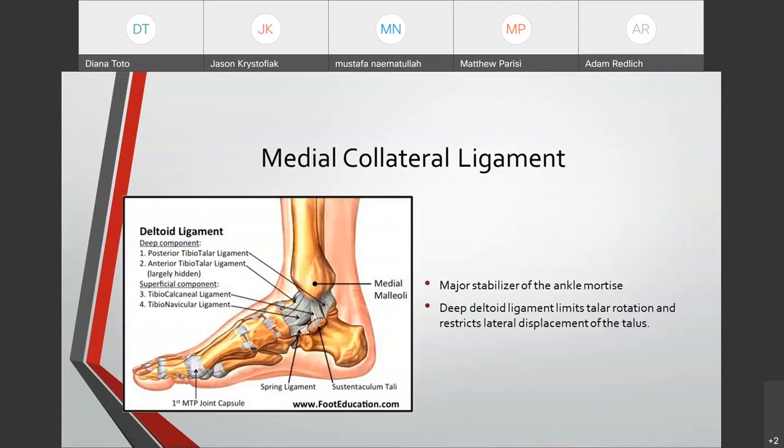Talking about the medial collateral ligaments of the ankle, we have the deltoid ligament. This is a major stabilizer of the ankle mortise. The deep deltoid ligament actually limits some talar rotation, and if disrupted, you could get lateral displacement of that talus, so it keeps on pushing laterally on the fibula, causing spread to that syndesmosis.